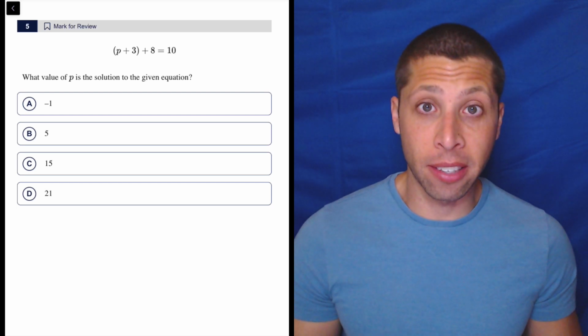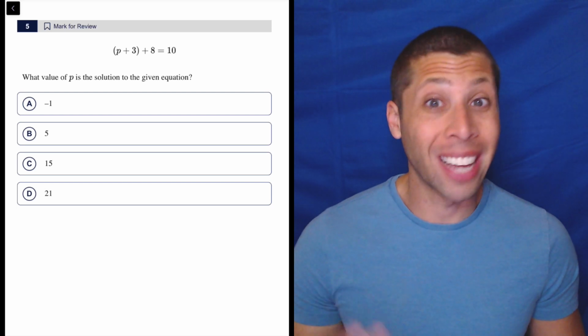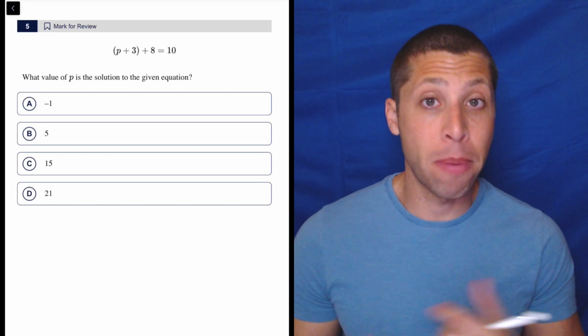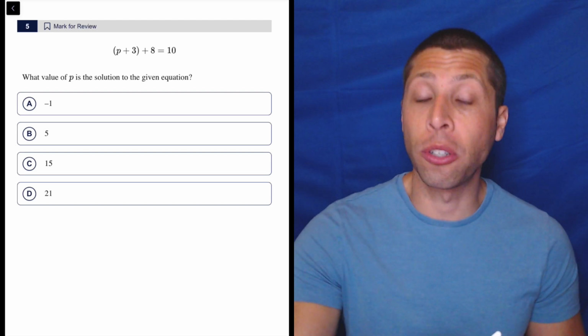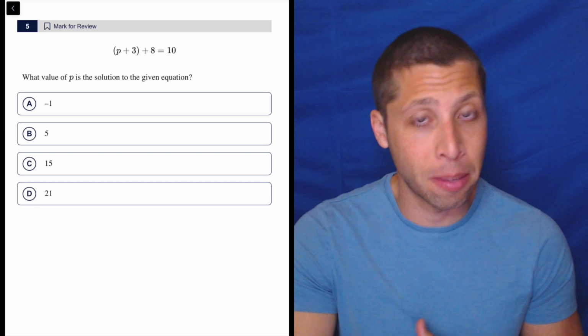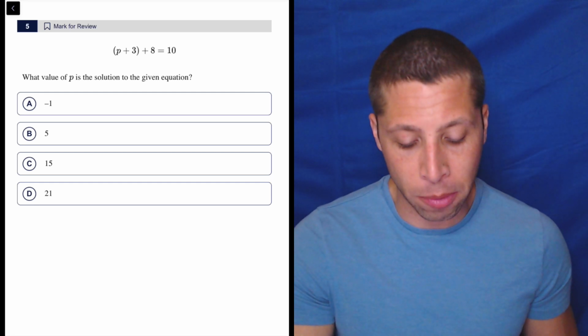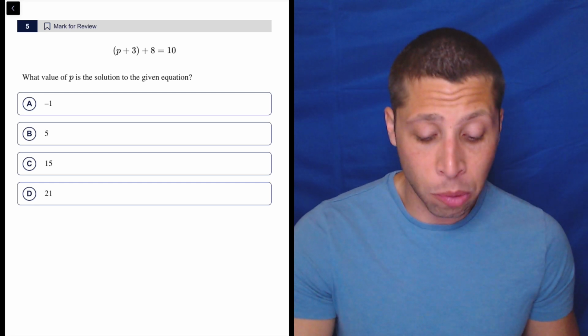You might notice that this is a very good candidate for some guess and check because they're asking for the value of p. That's a very straightforward thing. We could just substitute these answers into the equation and test them out. But I think that is going to be more time consuming than just doing the algebra. Basically, the algebra is really simple.